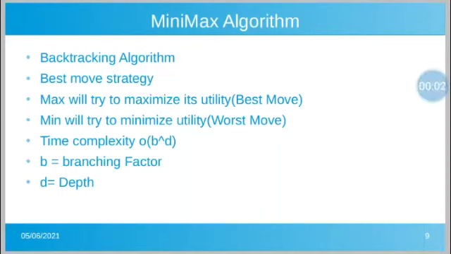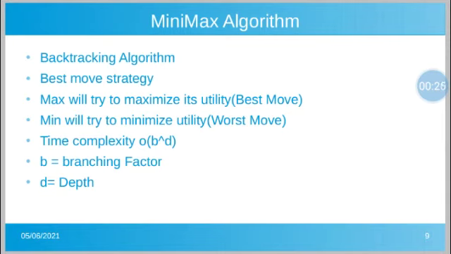Welcome to the lecture of artificial intelligence. So in the last lecture we started the fourth unit, that is game playing, and we saw the introductory part about game playing. In today's lecture we will talk about two algorithms: first is the minimax algorithm and second is alpha beta pruning. So let's start with the minimax algorithm.